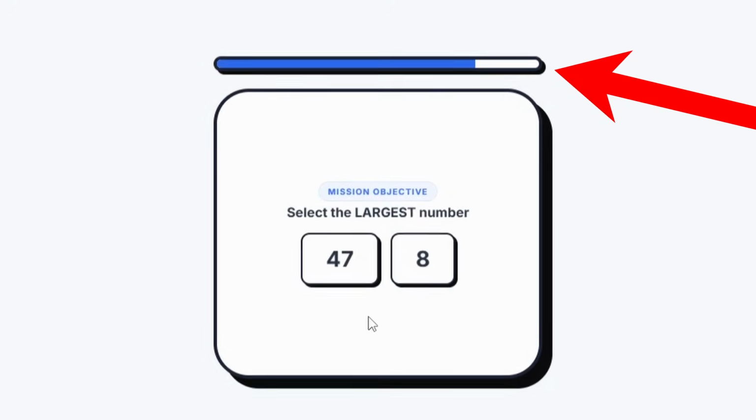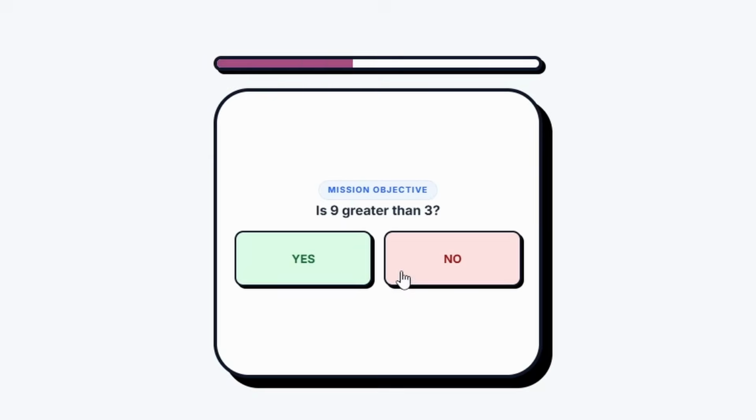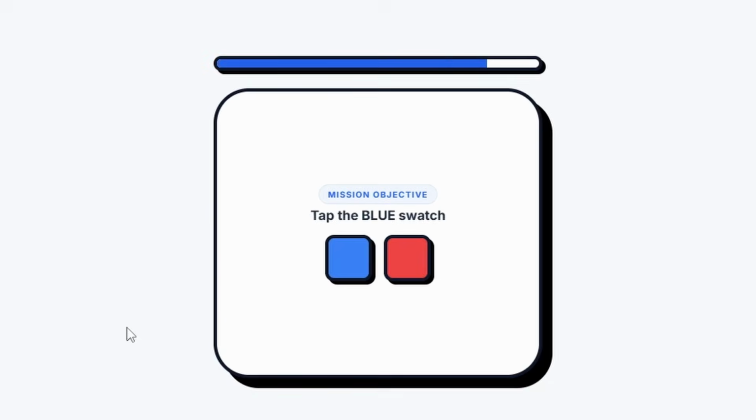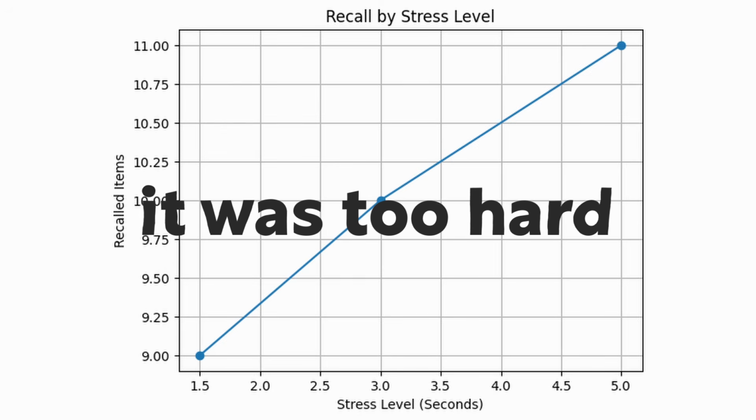Stress level. This was how much time you had to complete each distraction. The shorter the time, the harder the distractions. At 5 seconds per distraction, I had 11 numbers memorized. In 3 seconds per distraction, I had 10 numbers memorized. In 1.5 seconds per distraction, I had 9 numbers memorized. Now, keep in mind, I could have gone shorter to 1 second per distraction, but I couldn't complete a single trial.